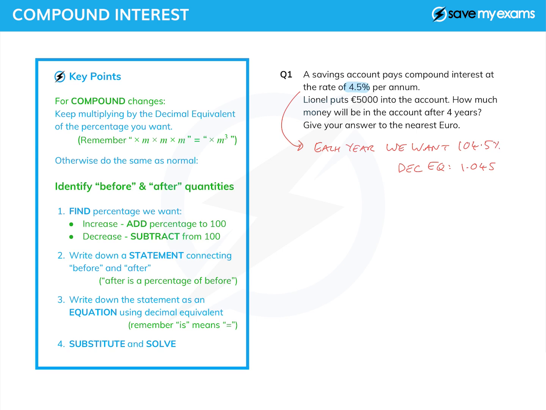And so after 1 year, we multiply by 1.045, and after a second year, etc. We just keep multiplying by 1.045. So after 4 years, the amount of money is going to be the 5,000 euros we started with times 1.045 times 1.045 times 1.045 times 1.045, which is 1.045 to the power of 4. And if we put that in our calculator and round to the nearest euro, we get 5,963 euros. So that's a straightforward compound interest question.